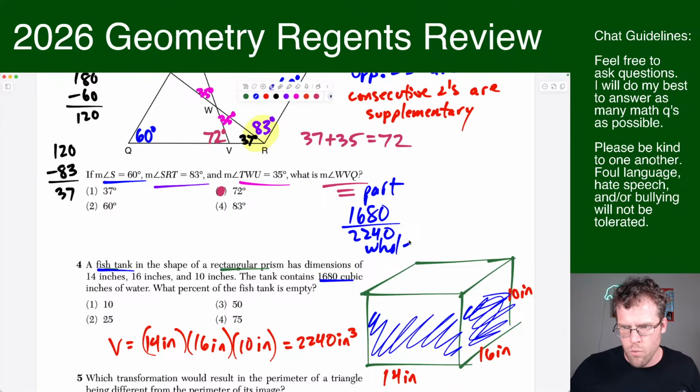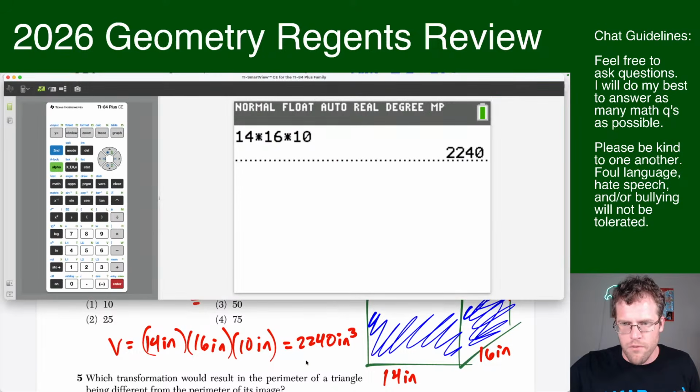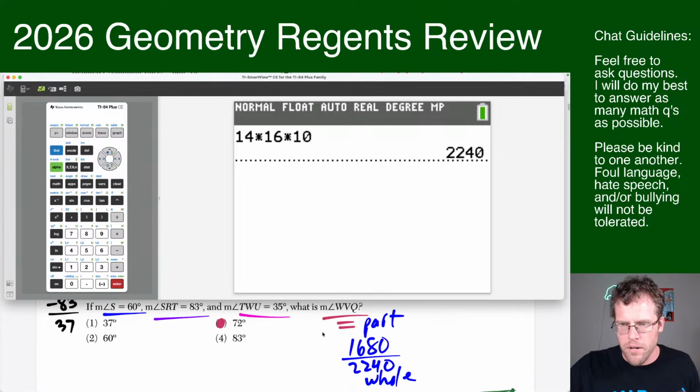So just remember, when they say what percent, just think part over whole. Okay, so part over whole. And now you just work this out. But be very careful here. So let's see a potential tragedy here. Ready for the first bear trap? Yeah, this was a very bear trappy Regents, I think. Let's see. 1680 divided by 2240 is 0.75.